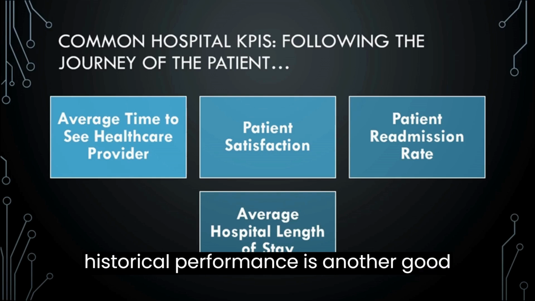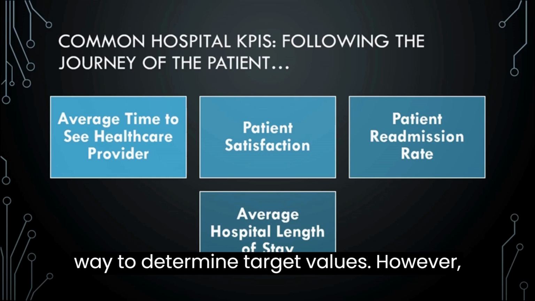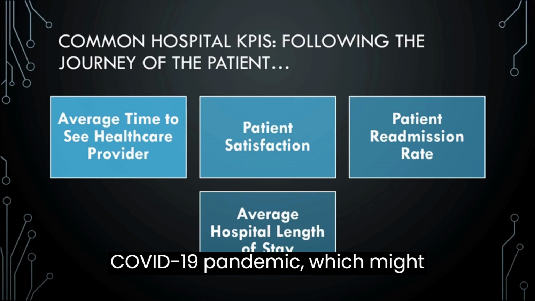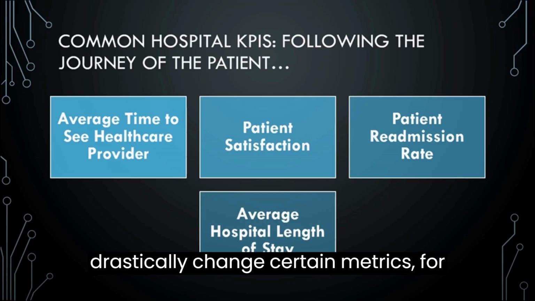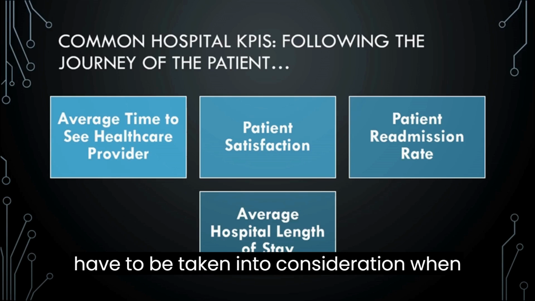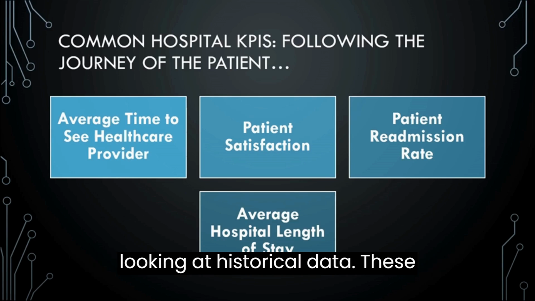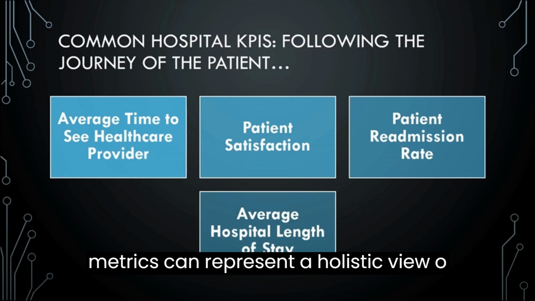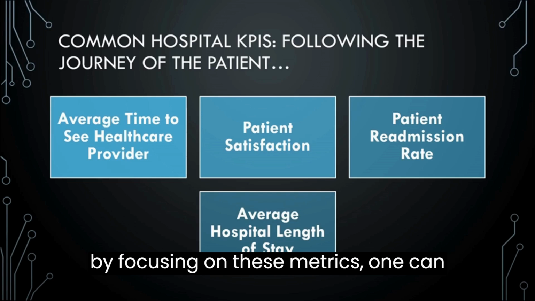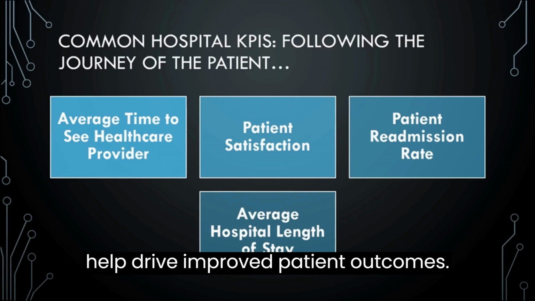Understanding historical performance is another good way to determine target values. However, there are some anomalies, such as the COVID-19 pandemic, which might drastically change certain metrics, for example, the staffing rates. That might have to be taken into consideration when looking at historical data. These metrics can represent a holistic view of how the organization is performing, and by focusing on these metrics, one can help drive improved patient outcomes.